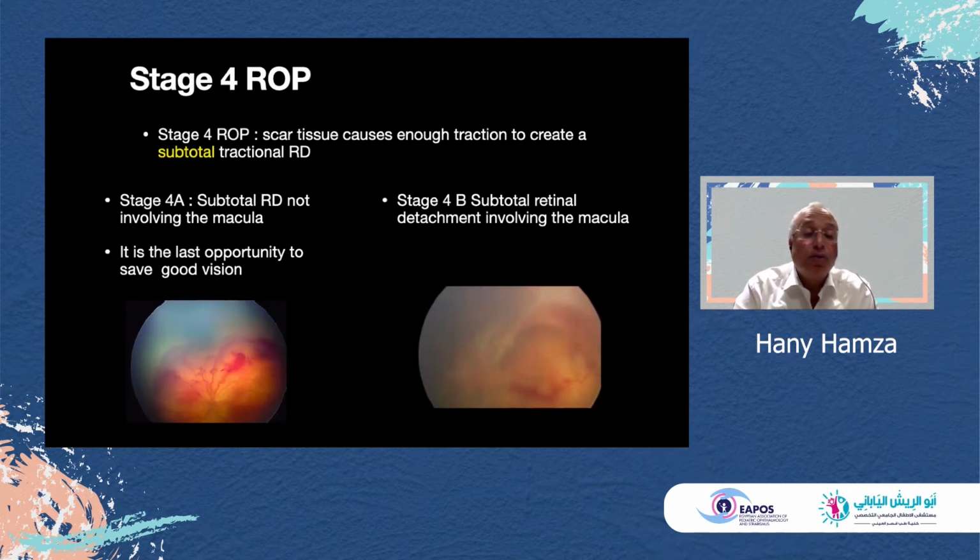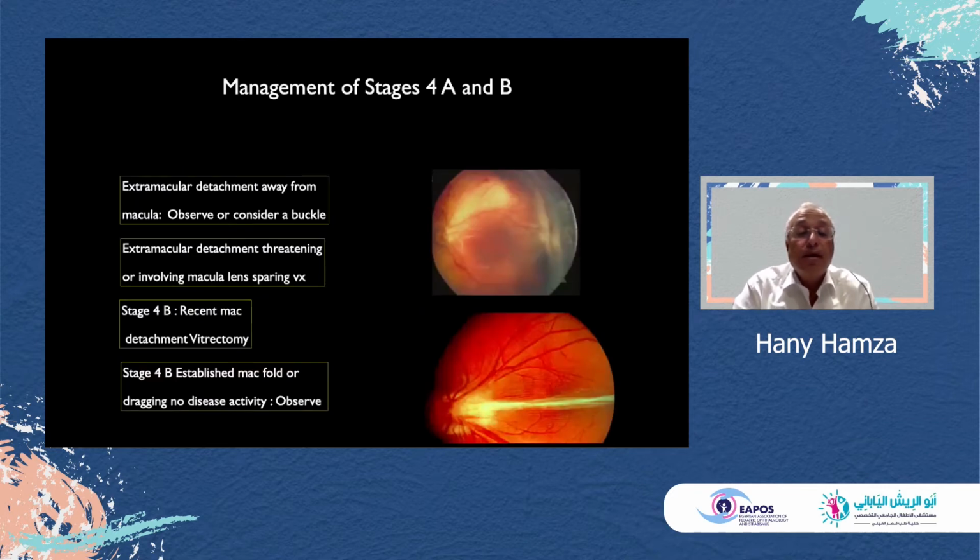And this is the last opportunity to save good vision in a child before the macula is detached, which causes permanent reduction of vision. And stage 4B is characterized by a subtotal retinal detachment involving the macula. Management of stages 4A and B depends on its extent and the presence of active disease.